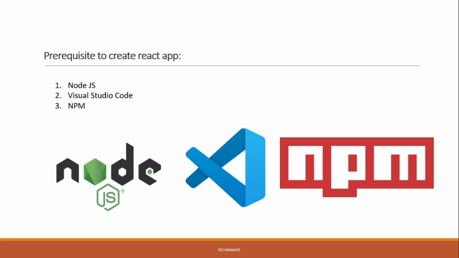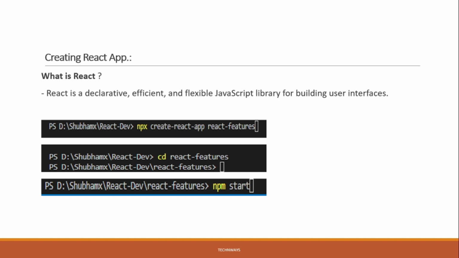Once we are done with these requirements, we can go ahead with creating the application in React.js. So what is React.js? React.js is a declarative, efficient, and flexible JavaScript library used for building user interfaces. Basically it's a UI framework which is highly used for web application development.